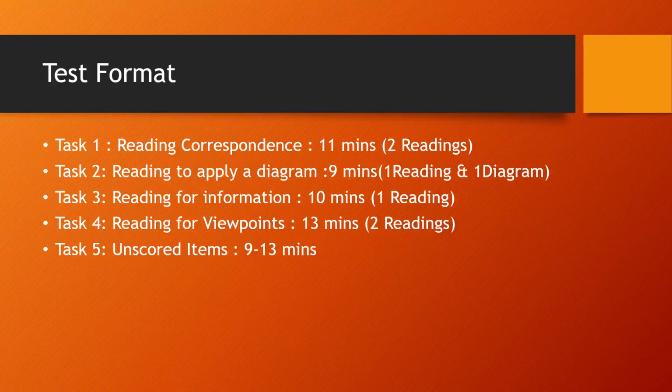Last, task 5. It is very important to understand what exactly this is. Unscored items. For this, you can take 9 to 13 minutes. The unscored items are used for test development purposes and may be placed anywhere within the reading test. They will have the same format as one of the other parts of the reading test, and the unscored items will not affect your official score. However, you will not know which part of the test contains the unscored items. So apply your best effort to all parts of the test.